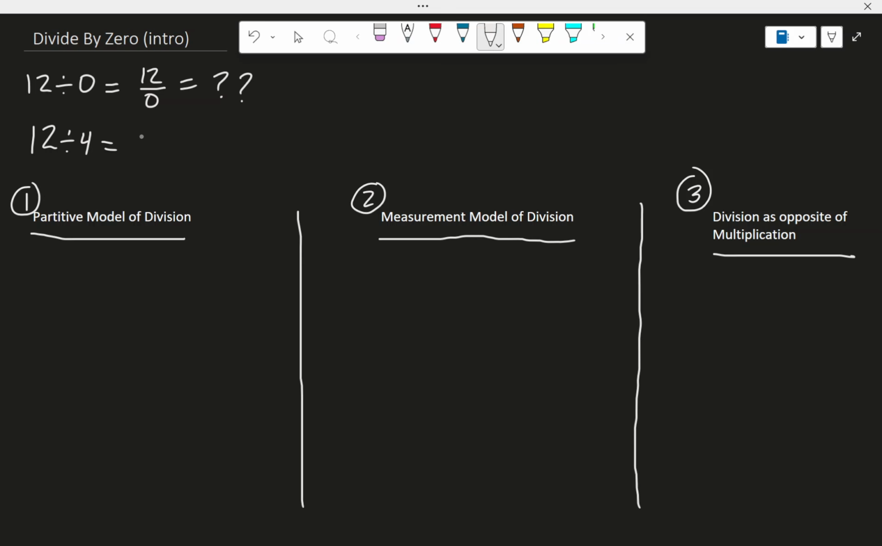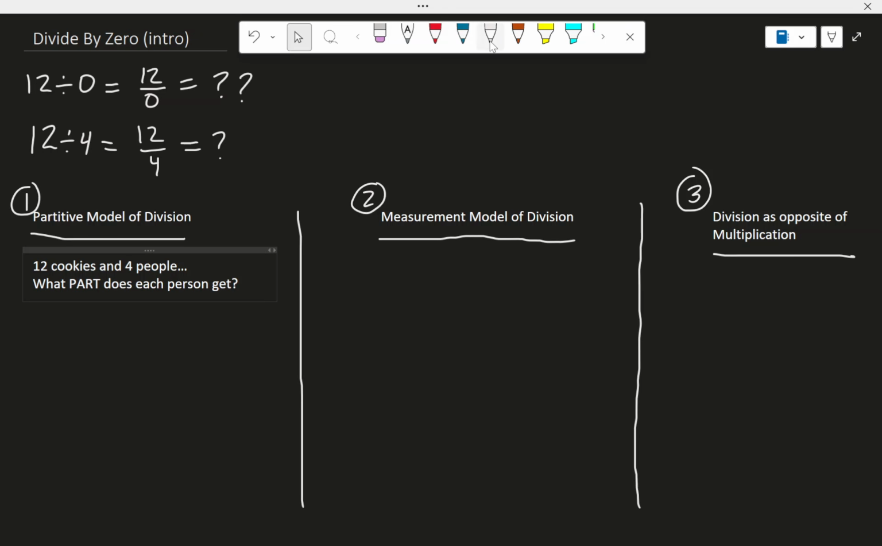For example, 12 divided by 4. Of course, I like to write division as a fraction. Fraction is division. And you probably know the answer to this. Well, let's figure it out using the partitive model. The partitive model has to deal with figuring out a part. For example, if you have 12 cookies and 4 people, we're going to figure out what part of the 12 cookies each person gets.